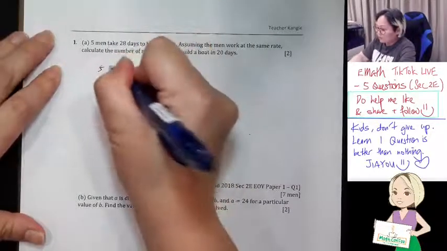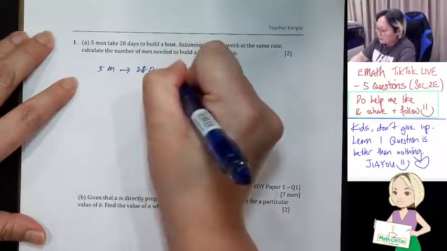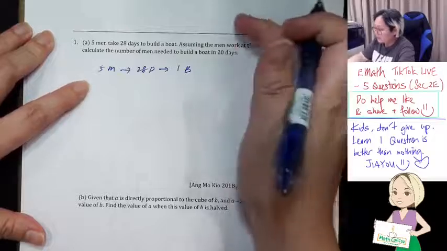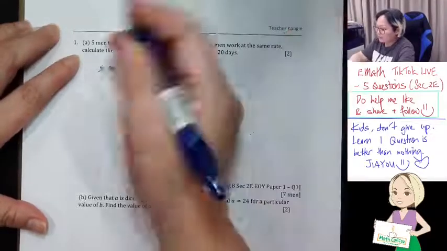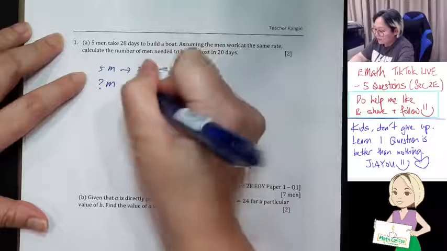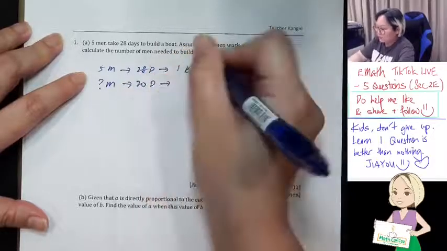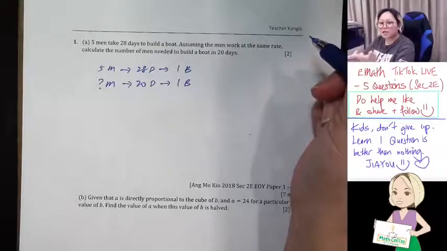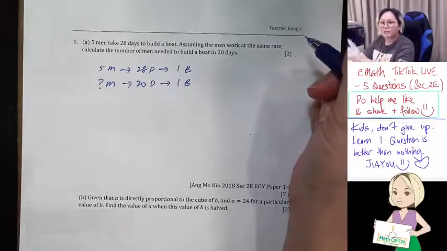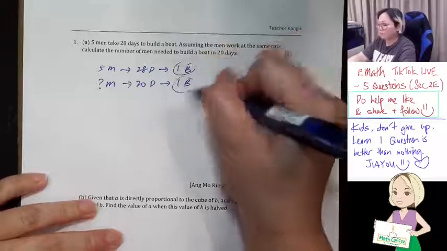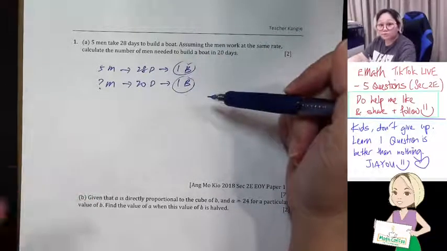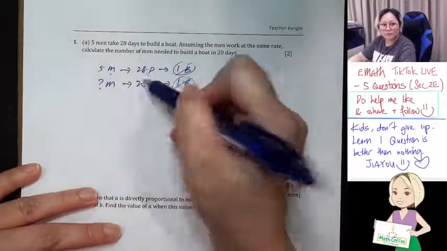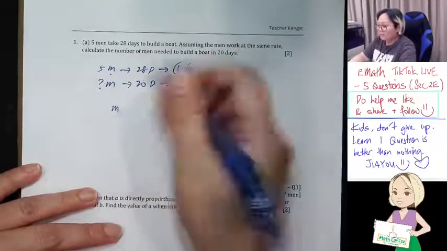So this I will write: 5 men, 28 days, 1 boat. Then they said, assuming the men work at the same rate, calculate the number of men. So question mark men, and it must be within 20 days. We are talking about 1 boat. By right, there are 3 variables: men, day, and boat. But in this question, in both situations, the boat remains at 1 boat. Since 1 boat is constant, no change, I can ignore the 1 boat and just focus on 2 variables. So that means I have men and day.